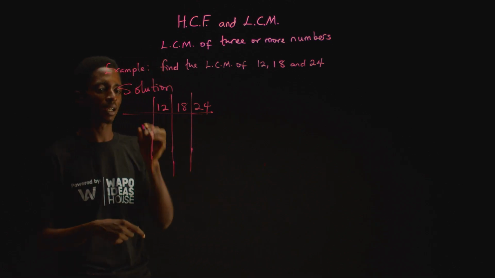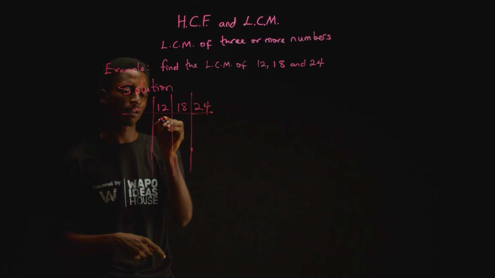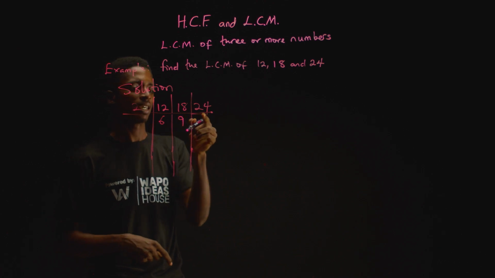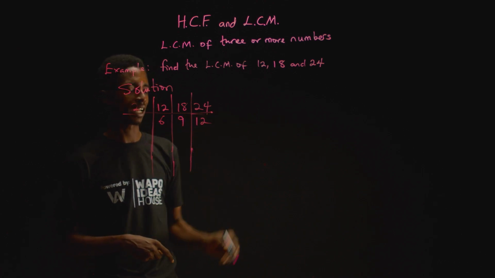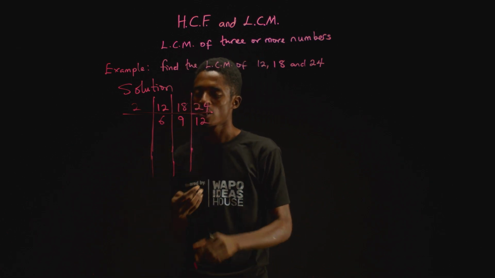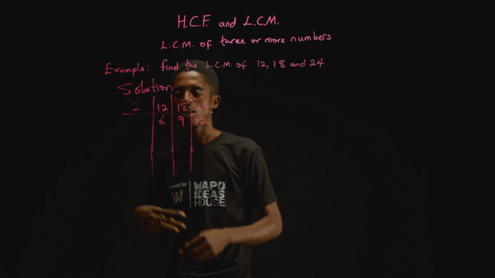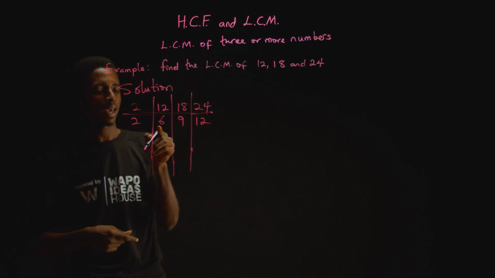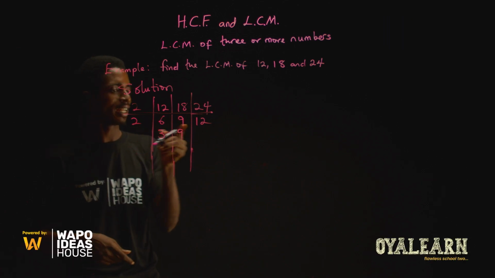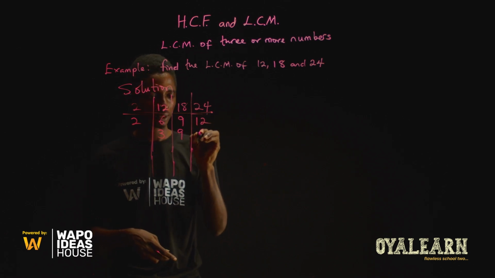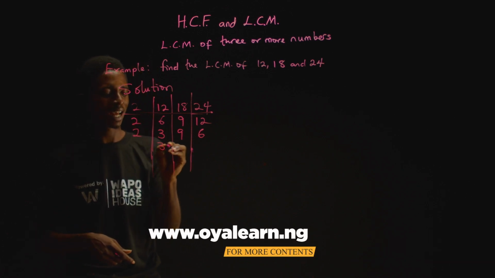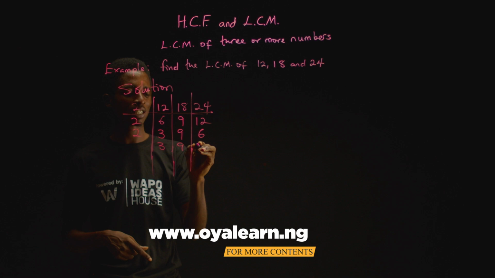Now the first prime number that goes is 2. 2 will go in 12 6 times, in 18 9 times, in 24 12 times. Now you will find that 2 will still divide 6 and 12 without remainder, but it will divide 9 to have a remainder, but we still go on to use 2. And 2 in 6 is 3. Then you write down 9 as it is, and then 2 in 12 would be 6.